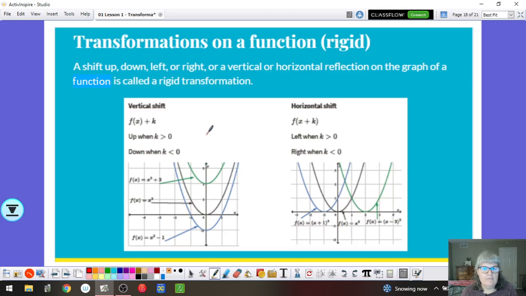Then we have our vertical and horizontal translations. That's what these shifts are called. So when k is greater than 0, we go up. When k is less than 0, we go down. I need to fix something on this slide. This should say x plus h. So when h is greater than 0, we go to the left, and when h is less than 0, we go to the right.